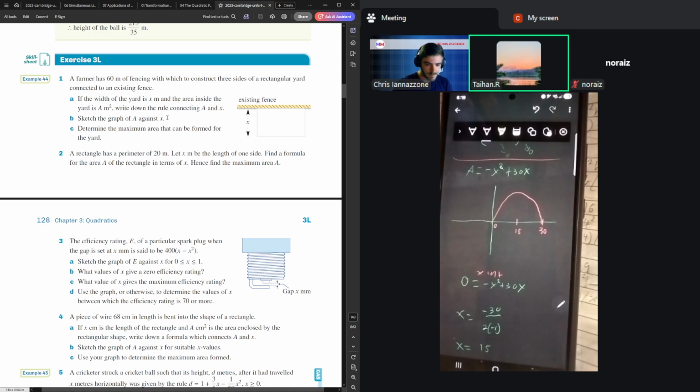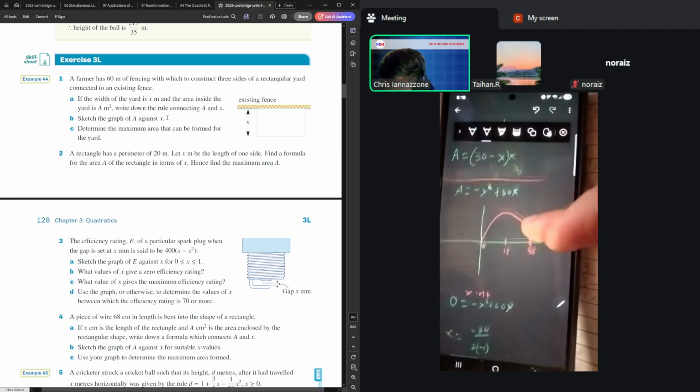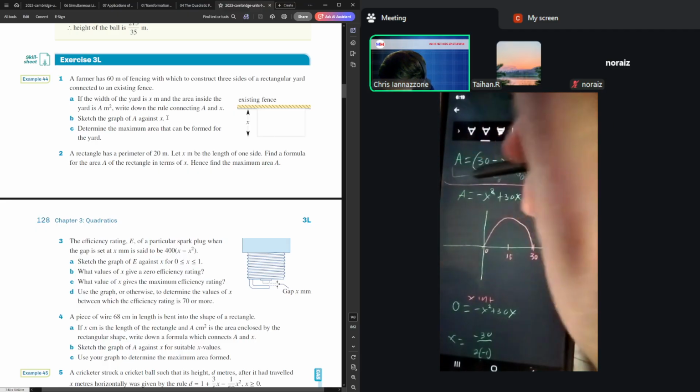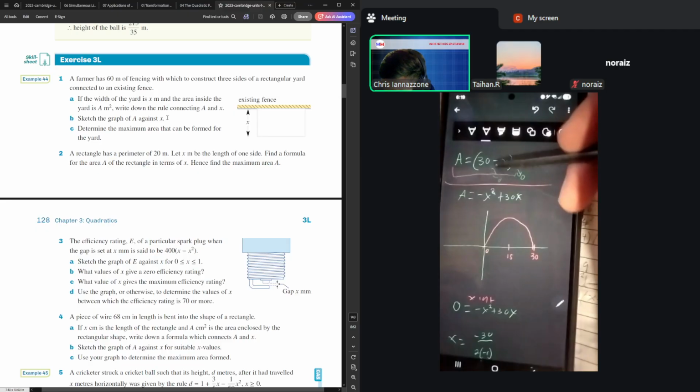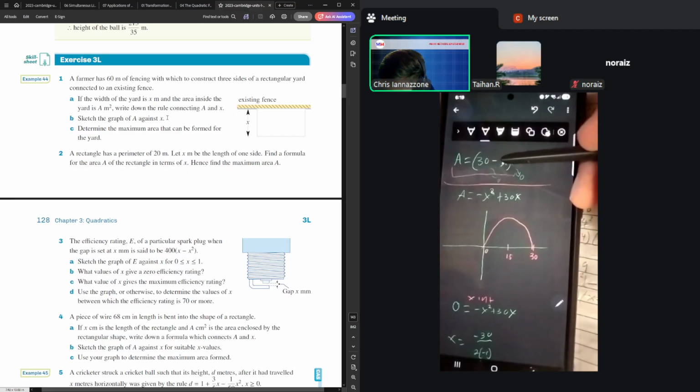Is there a faster way to do it, or is that just the method? So yeah, that's sort of what I was explaining at the end, which is the fastest way to do it is look directly at this. That tells you x equals 0, x equals 30 immediately from the null factor law. And the x equals 15 is always just the midpoint of 0 and 30.